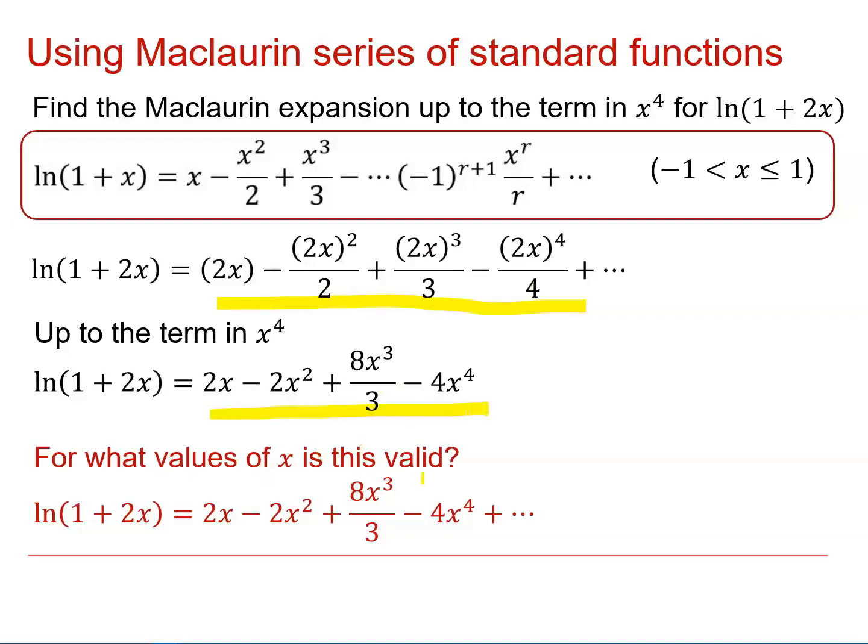So an interesting final question on this: for what values of x is this valid? Well, we know that the blob in the log of 1 plus x has to be between minus 1 and 1. So I could write for that 2x, which is the something, has got to be less than or equal to 1 and greater than minus 1, which means that x needs to be less than or equal to a half and greater than minus a half. And that's just the confirmation of that for you there.